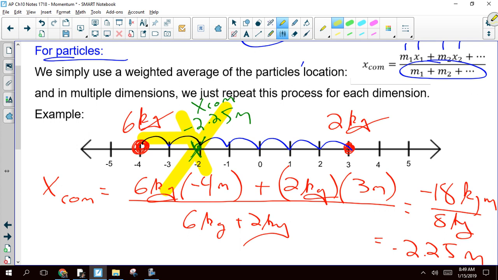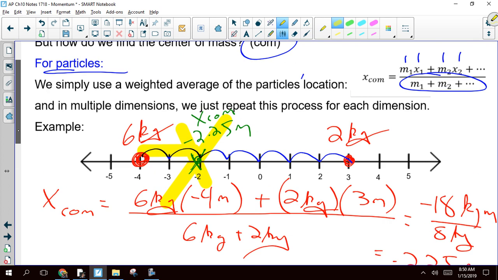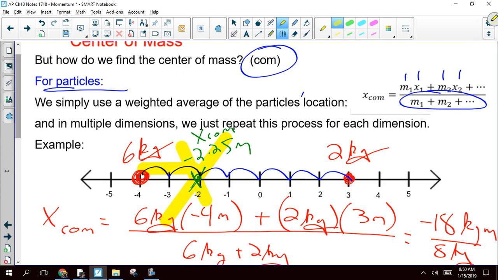Okay? So that is how you calculate the center of mass for a system of particles. It's just a weighted average. The smartboard is going to kill me today.